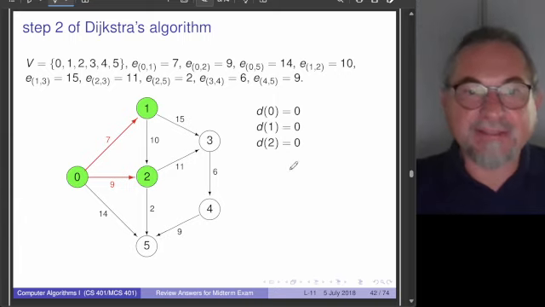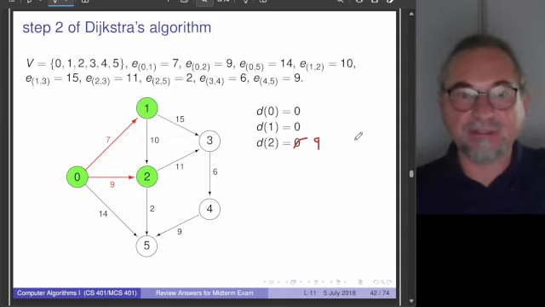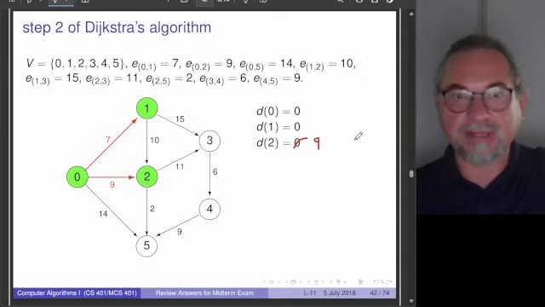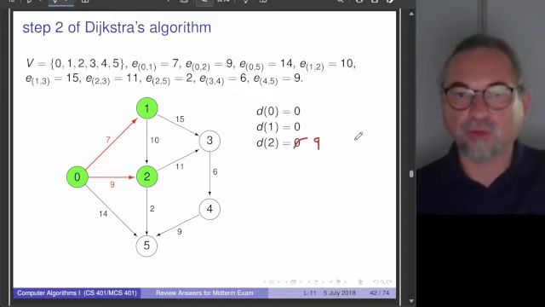And indeed, this is the case for the second vertex as well. So we have that the distance is 9 and the predecessor is also 0. Notice that here in this second step, we had to consider all the vertices 0 and 1, and look at the next vertex we could connect with the shortest path.